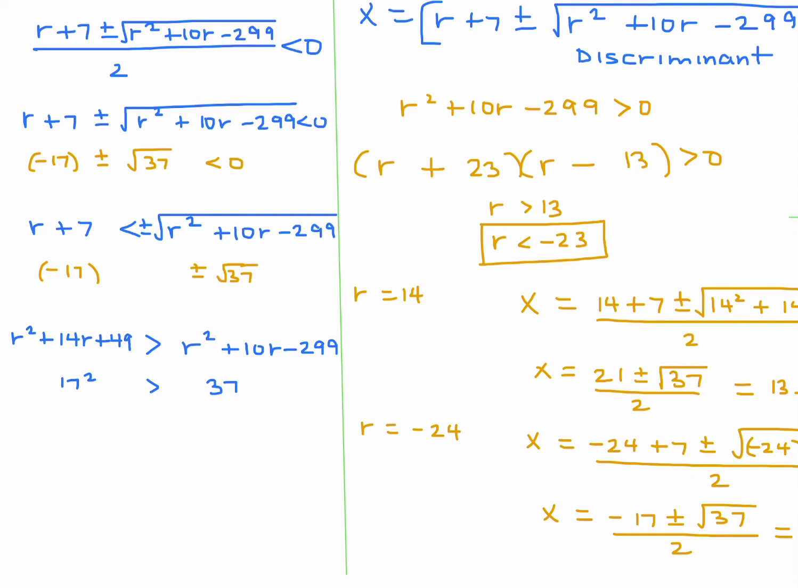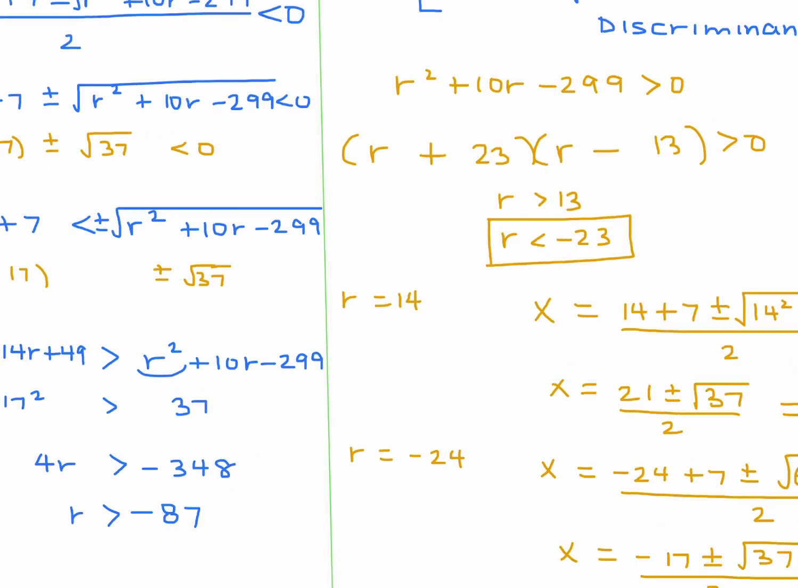Now at this point, it becomes relatively easy. The r squareds cancel from both sides. I can bring the 10r over, so this becomes 4r is greater than minus 299 minus 49. So that gives me minus 348. Divide through by 4, and minus 348 divided by 4 is minus 87. There you go. r is greater than minus 87.